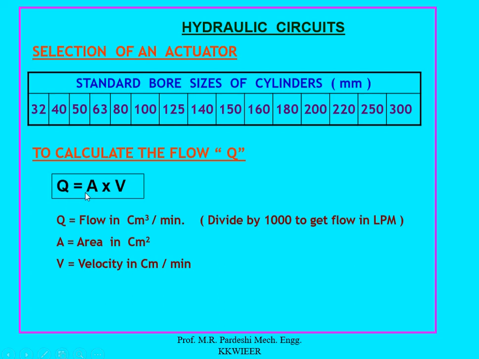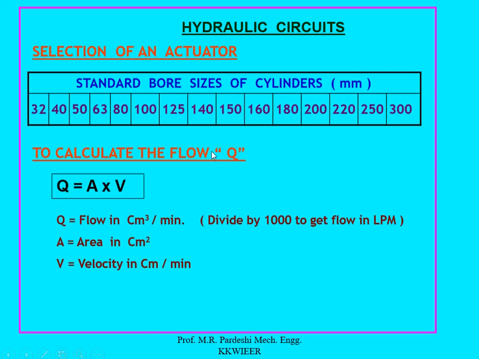From the continuity equation, Q is equal to area into velocity. Area we know, velocity we can assume, and from the stroke length we can calculate the velocity, that is stroke upon time, or displacement upon time. So we can calculate the velocity, and easily calculate Q. Q is the flow rate in centimeter cube per minute, divide by 1000 to get the flow rate in LPM, and we can select the pump very easily from the manufacturer catalog.